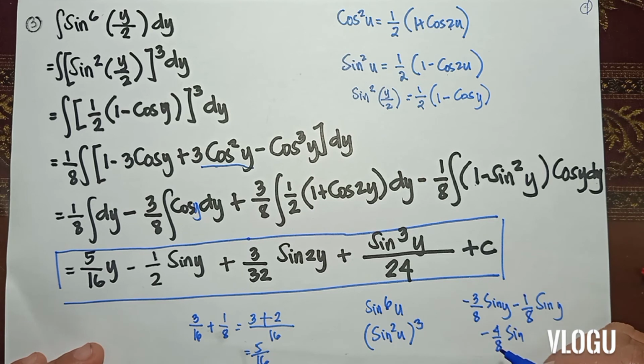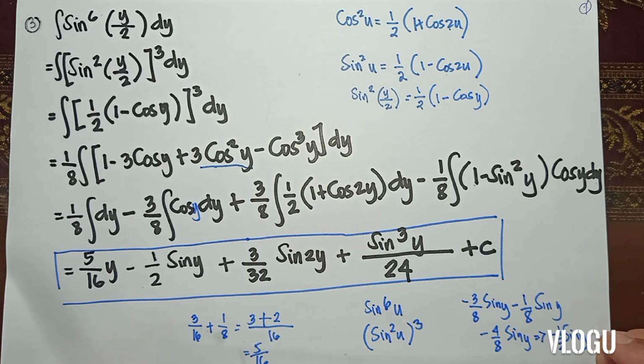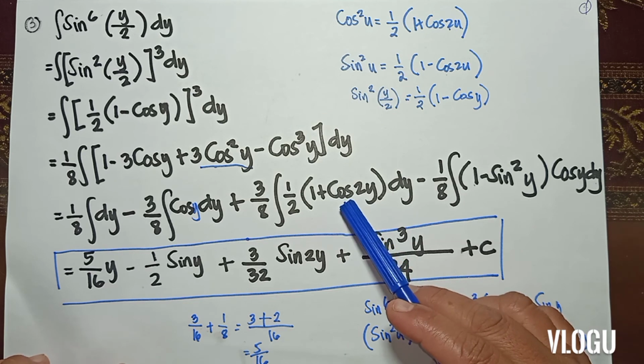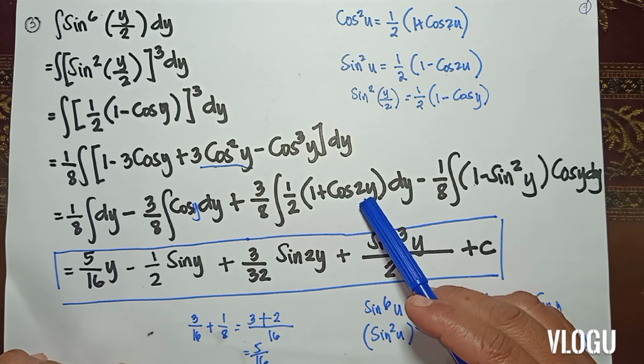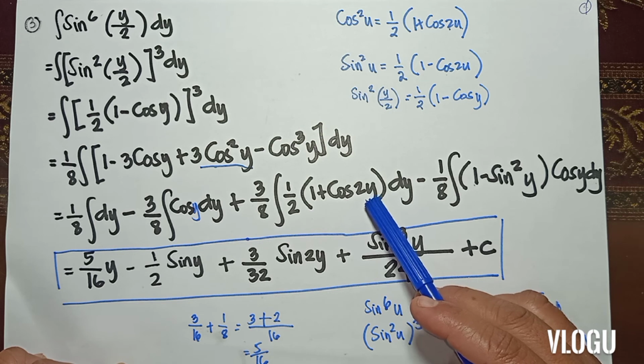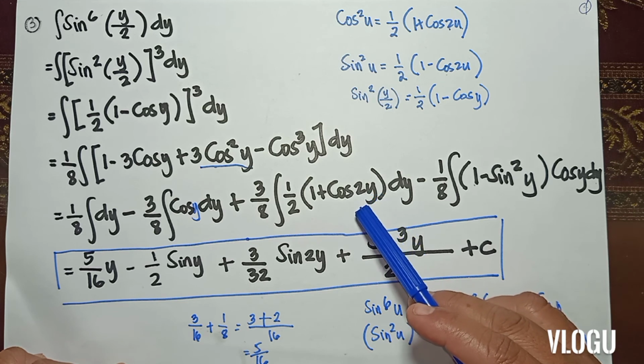So that's the reason you will have negative 1/2 sine y. So next is sine 2y. The integral of cosine 2y is sine 2y, then we will have 1/2.